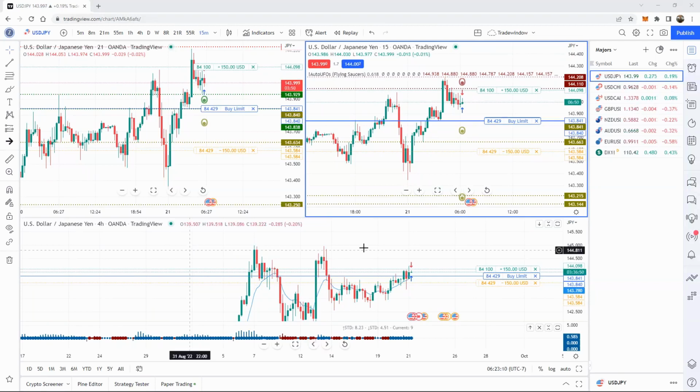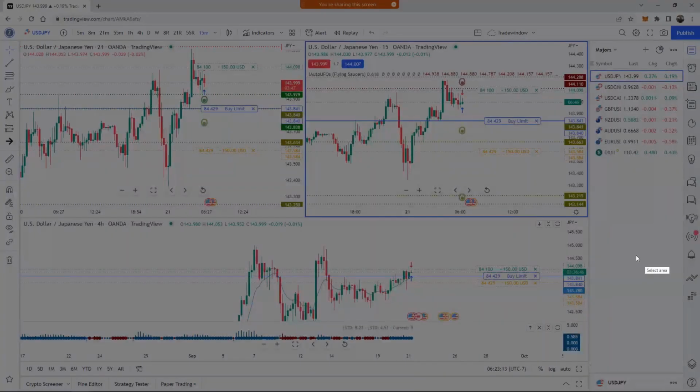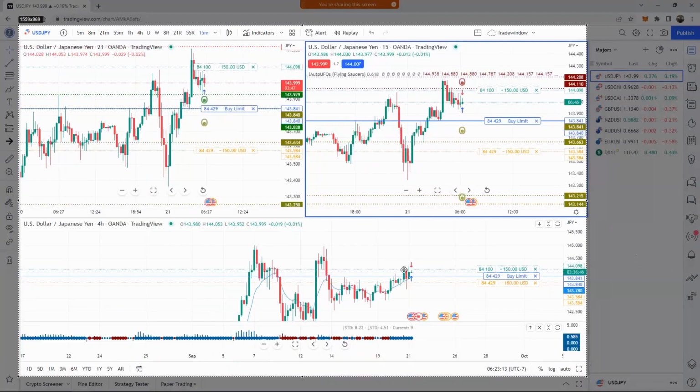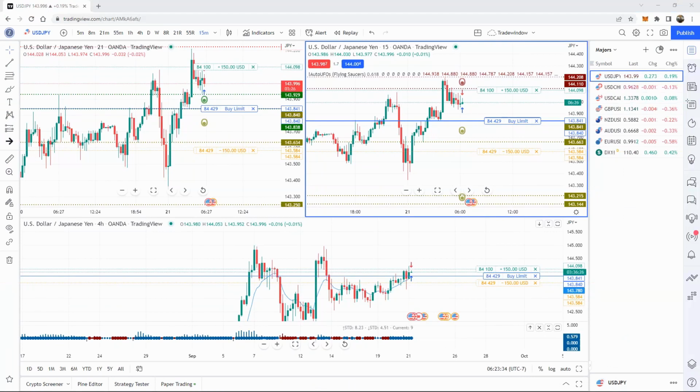As of right now, though, we do have a trade set up here. Now, I'm going to go ahead and take a screenshot of this because we need to keep track of these things. It's extremely important to be able to do that. So USD JPY, and this is the 4-hour setup.